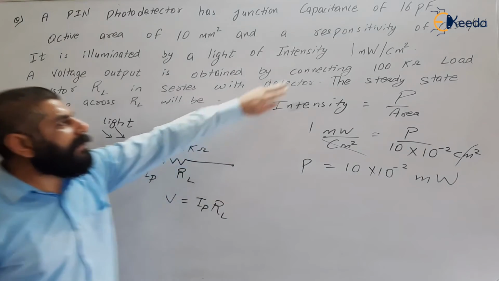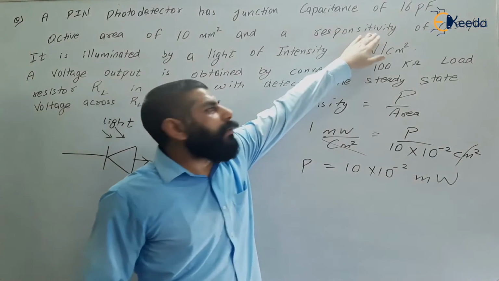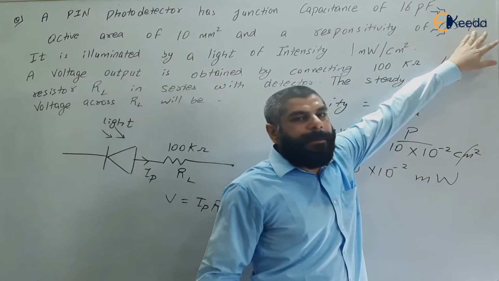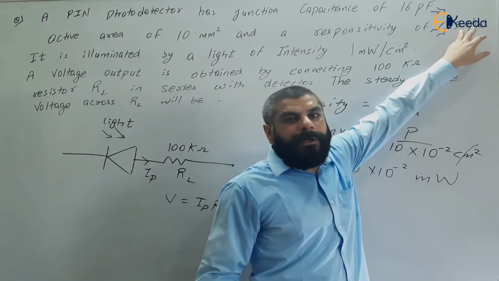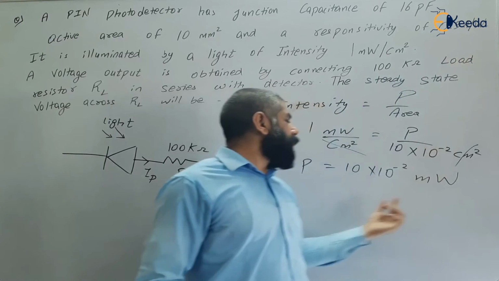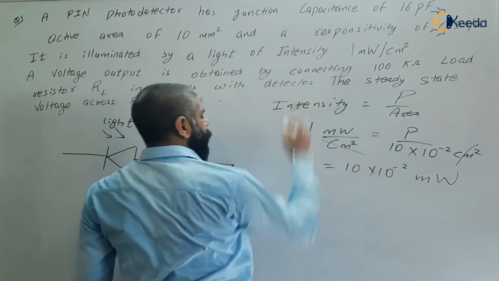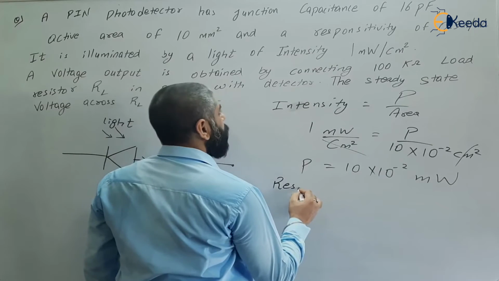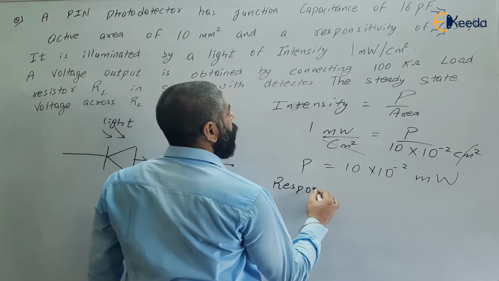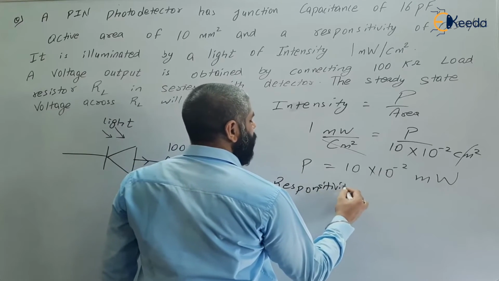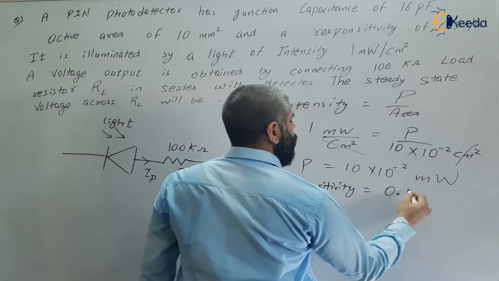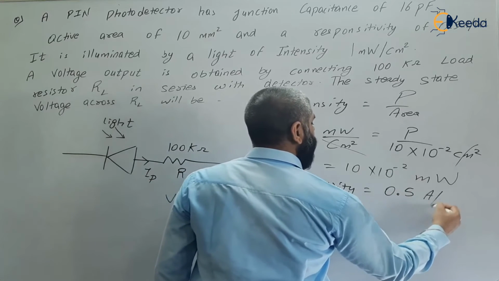Next information given is the responsivity. See the unit, that is ampere divided by watt. So ampere means photocurrent divided by optical power. We have calculated the optical power from this. Sensitivity or the responsivity is the same, and that comes out to be 0.5 ampere per watt.